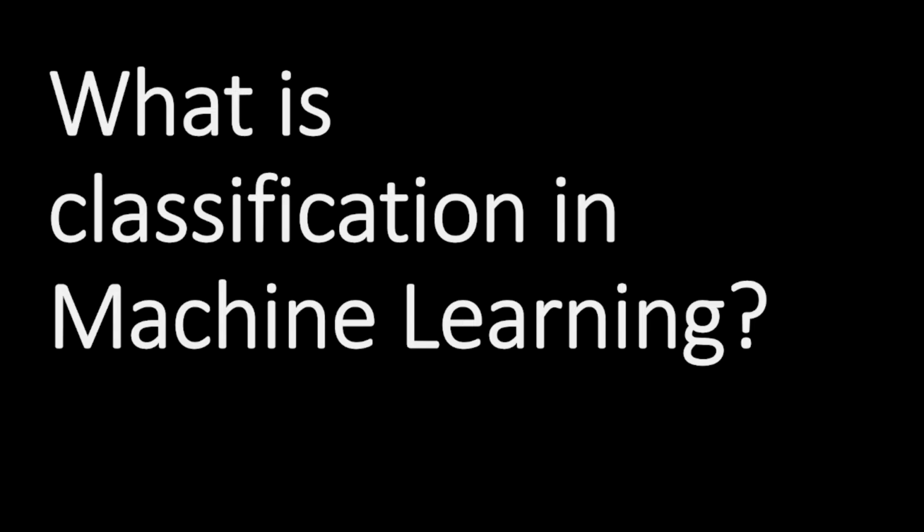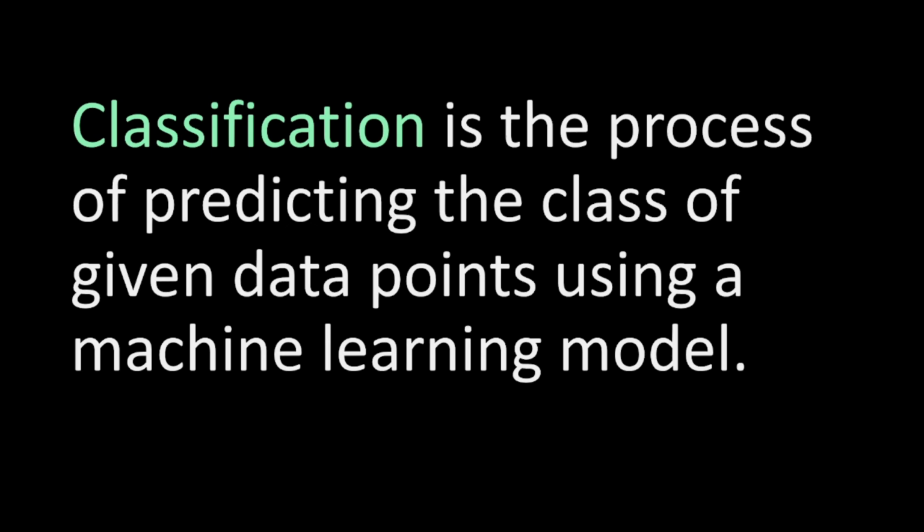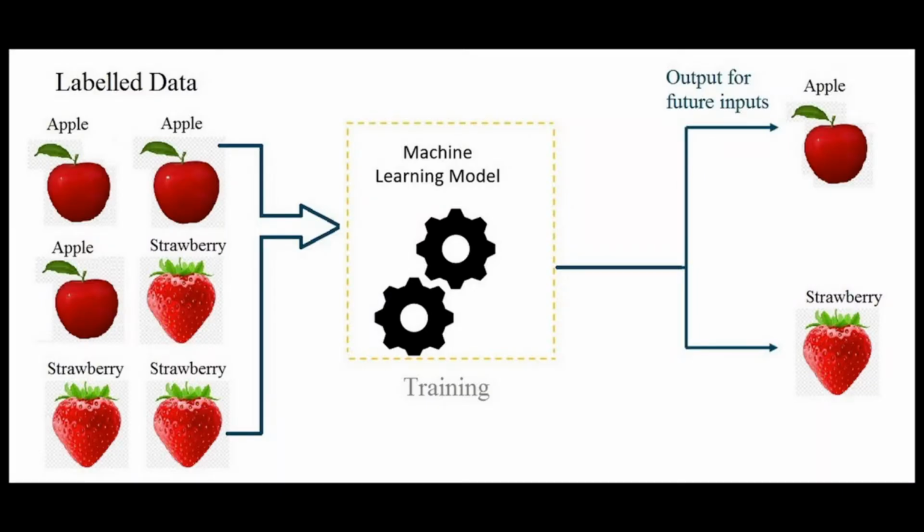So, what is classification in machine learning? Well, classification is the process of predicting the class of given data points using a machine learning model. And that sounds a bit complicated, so let's see what I actually mean by this.